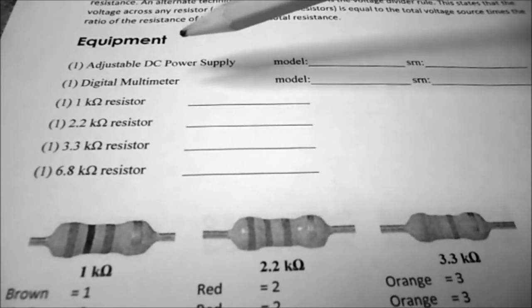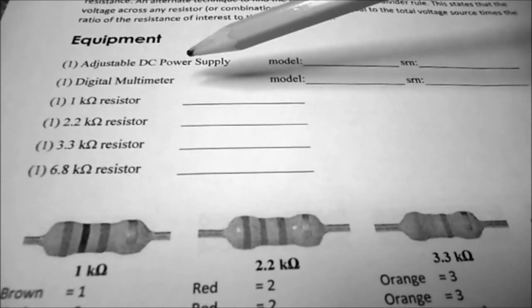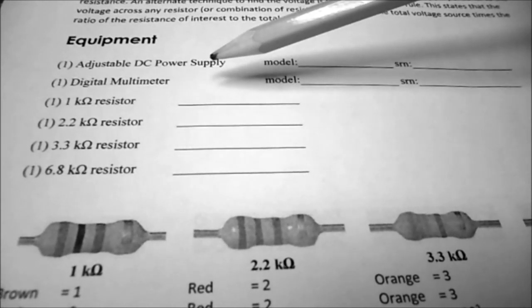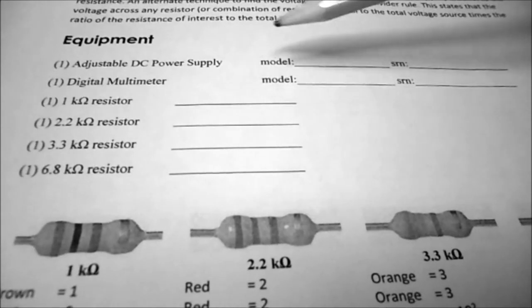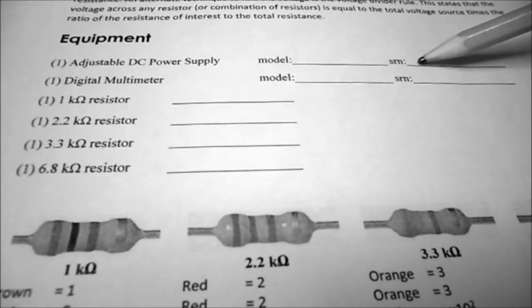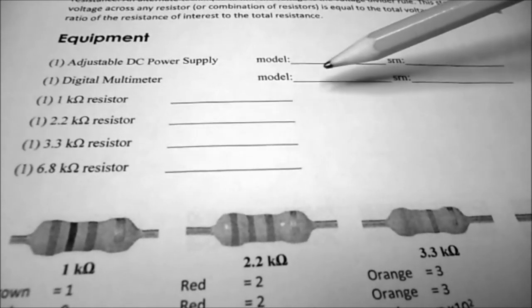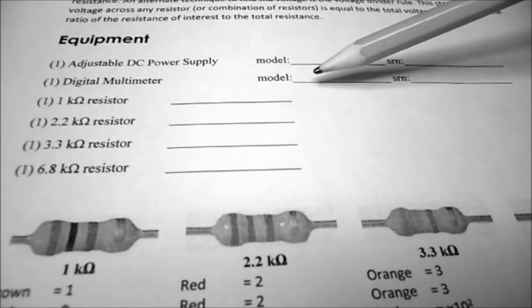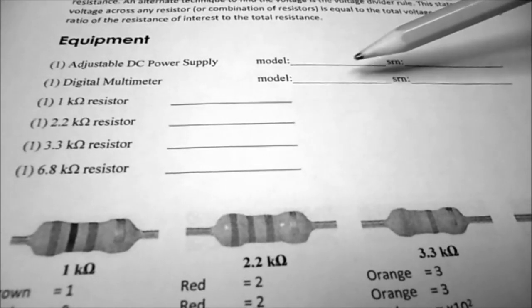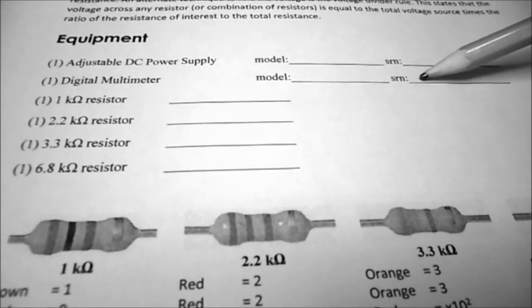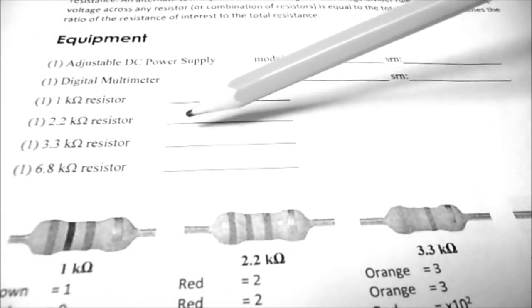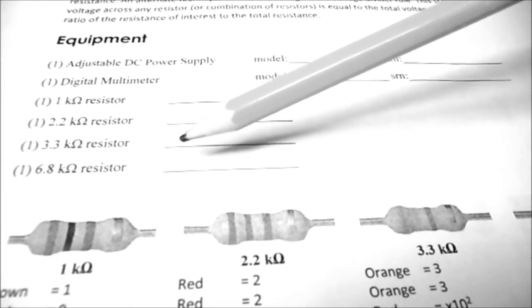For equipment, we're going to be using the adjustable DC power supply, and that's going to be the Agilent E3630A. Don't bother putting the serial number down because that's hard to find. For the digital multimeter, we'll use the Mastech MSM9803. Once again, don't bother with its serial number. And then we're going to measure our resistors to find out what their actual resistance is going to be.